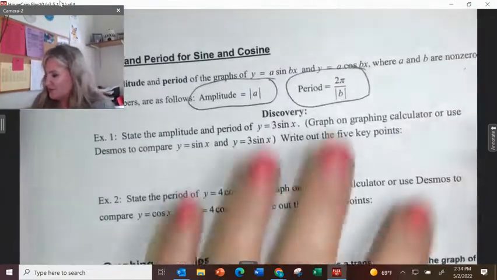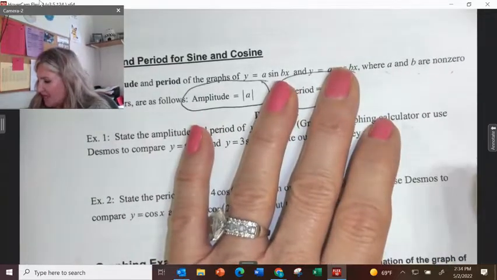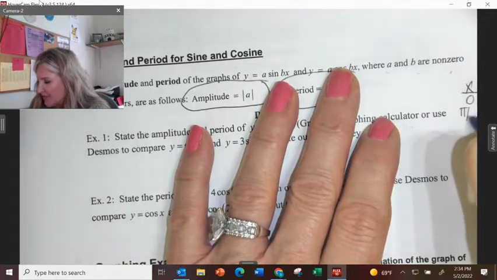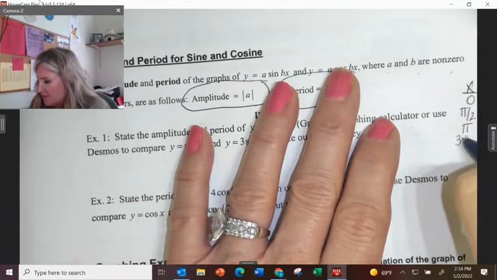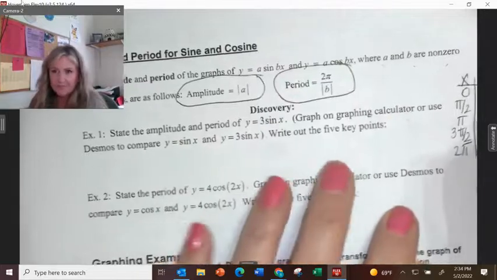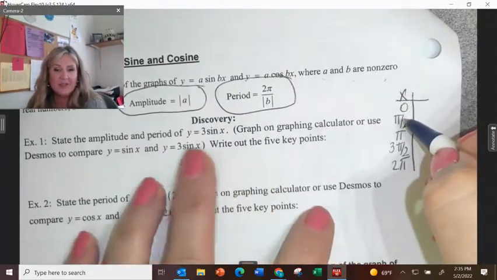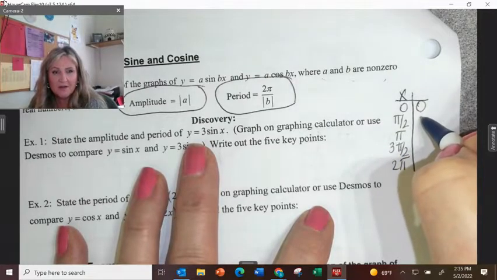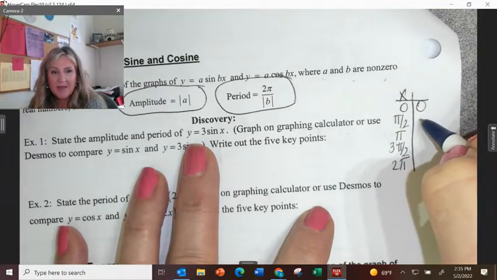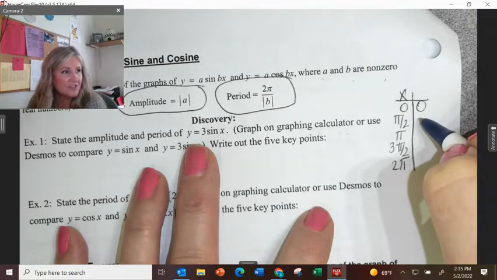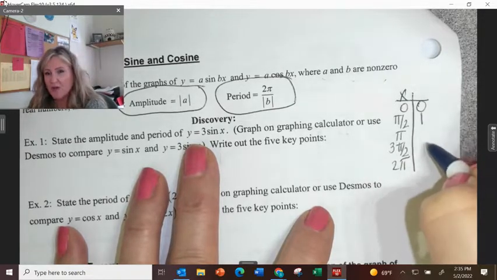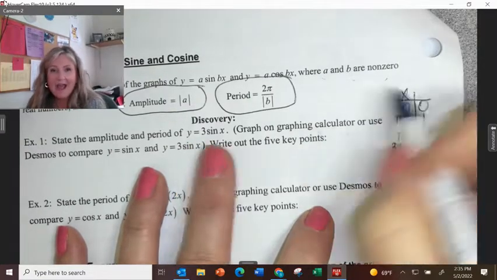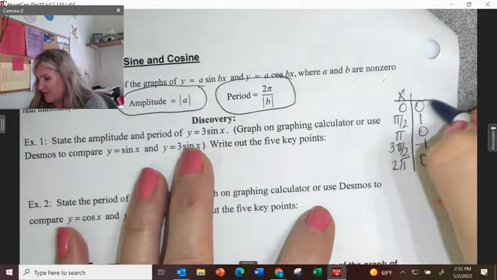All right, here's what I want you to do. Let's write out these 5 key points. So normally our 5 key points go 0, pi over 2, pi, 3 pi over 2, and 2 pi. How do the 5 key points for sine normally go? What are these points usually? 0, then what? Do you remember, guys? What's the sine of pi over 2? So it goes 0, 1, then what? Keep going. But how are they going to go now that we have that 3 out in front?